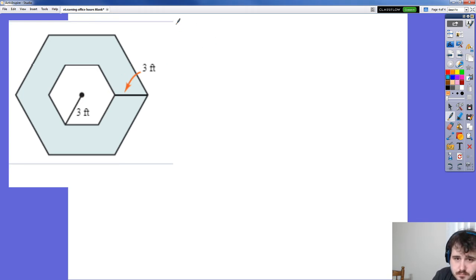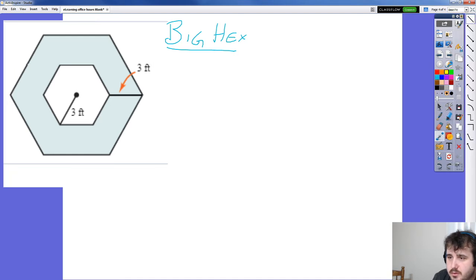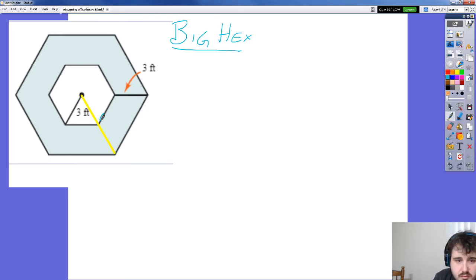So with the big hexagon, the small piece in here is 3, and then the piece out here is 3. So the entire radius is 6, right? That doesn't show up very well. Let's try a better color. The entire radius here is 6.